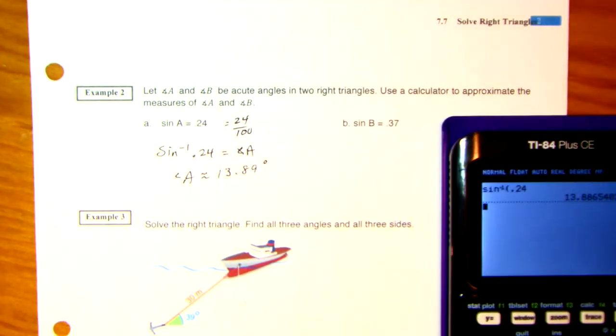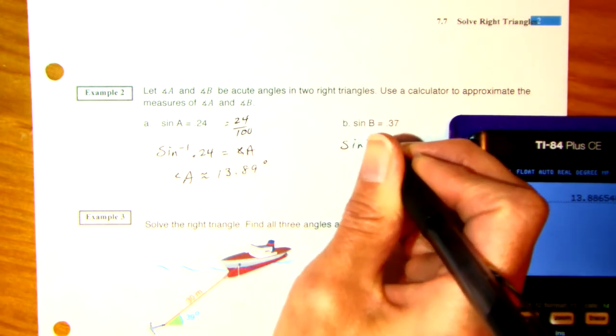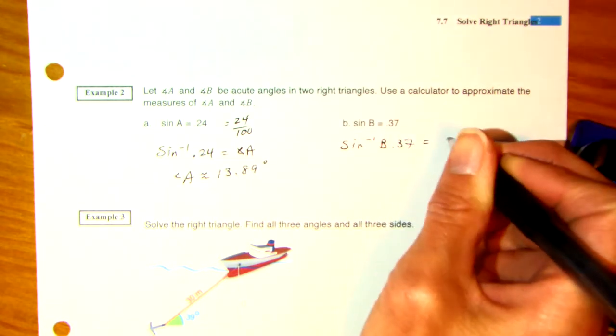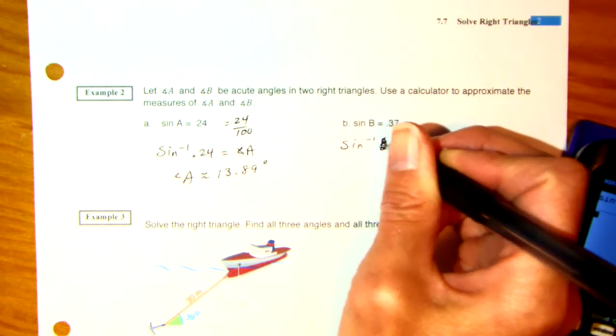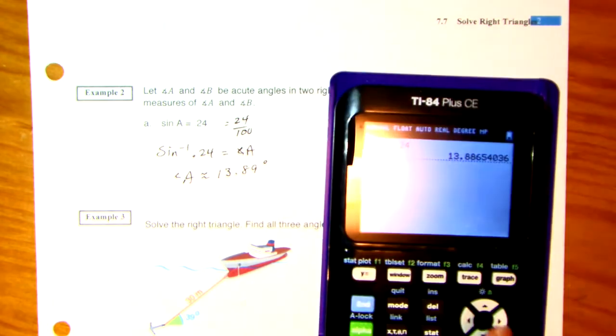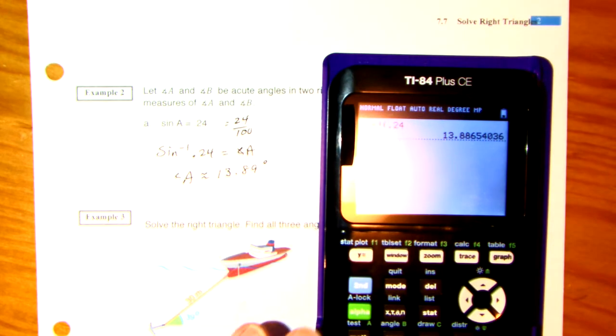Okay, how about B? That's weird. All right, so sine inverse of 0.37 is equal to angle B. Silliness. So second sine, that was 0.37. That angle is about 21.72.